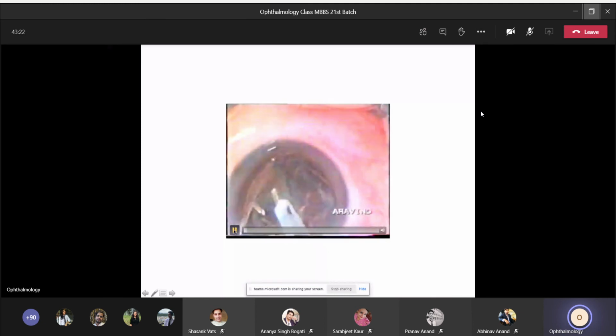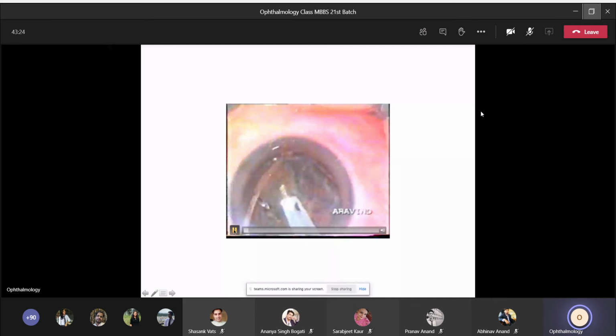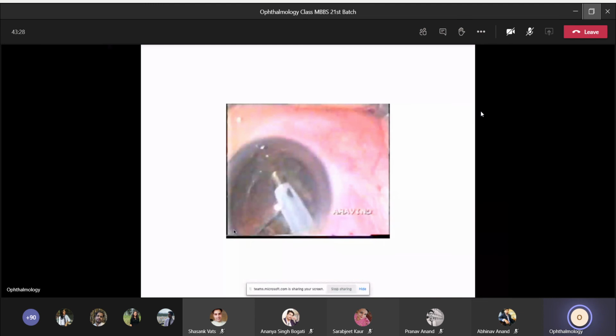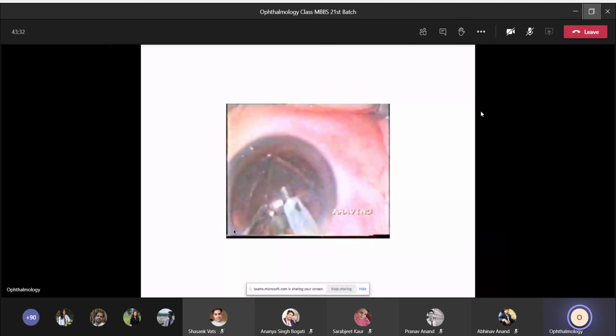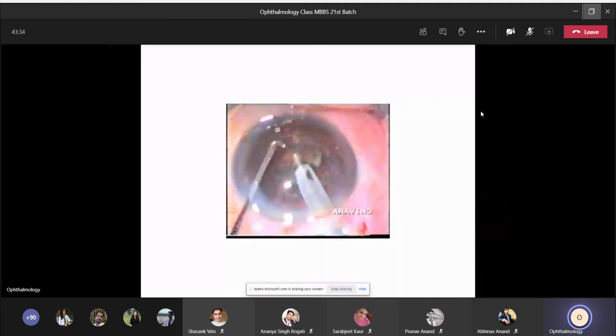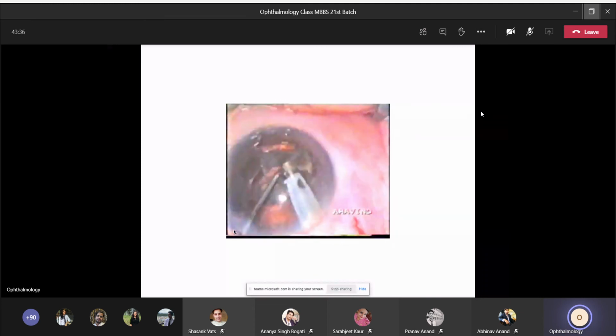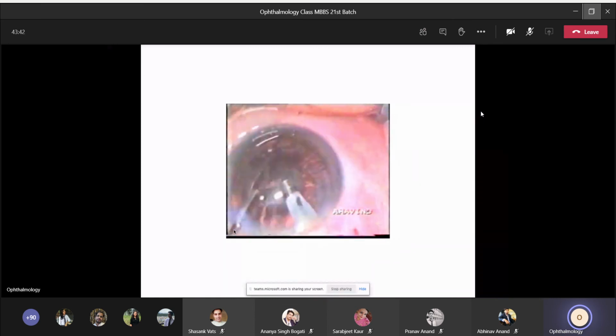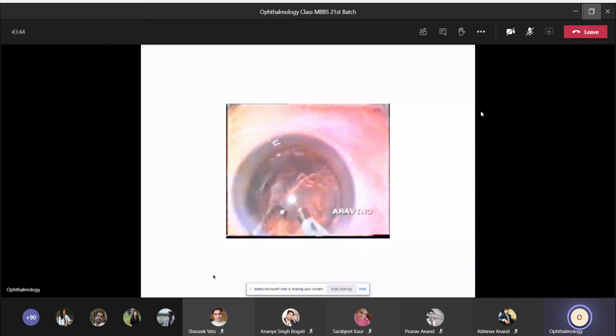The nucleus being engaged, we emulsify it into pieces. Divide it into small pieces and then emulsify and eat it up. That's how phacoemulsification works. Thus the procedure has been done. So this is how the phacoemulsification surgery is done.